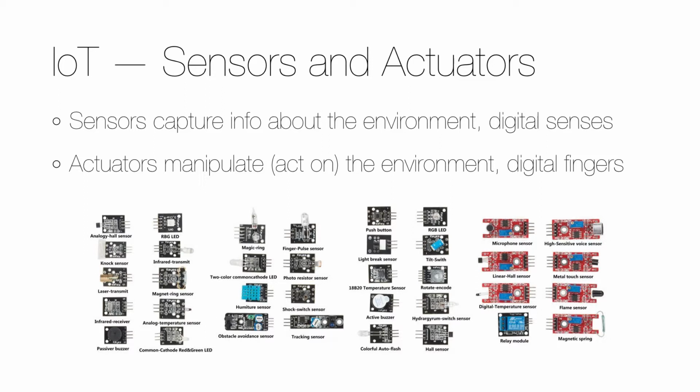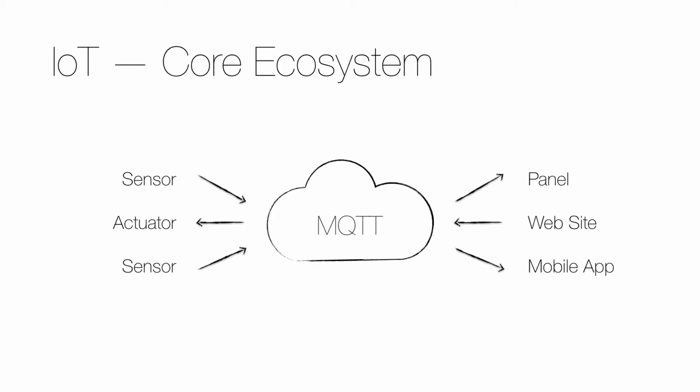Here you can see an example of a number of sensors and actuators. And as their components are already mounted on a small circuit board to make them easier to use, they are called modules. The sensors and actuators form the base of the Internet of Things ecosystem, and as you can see here, they can be connected to an MQTT broker.